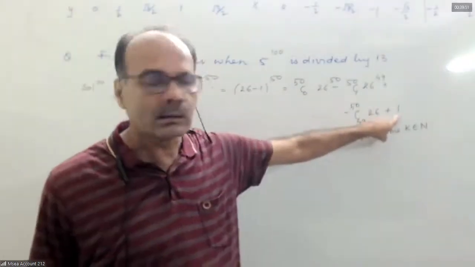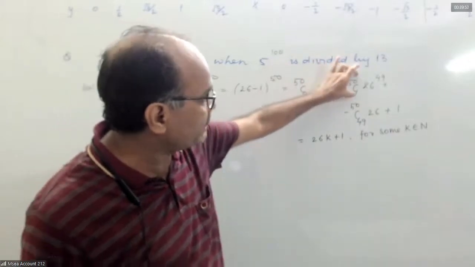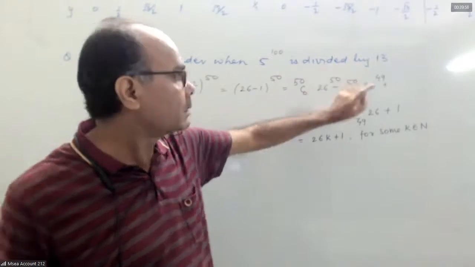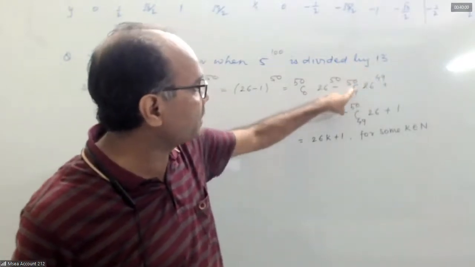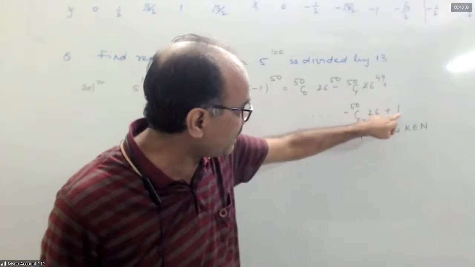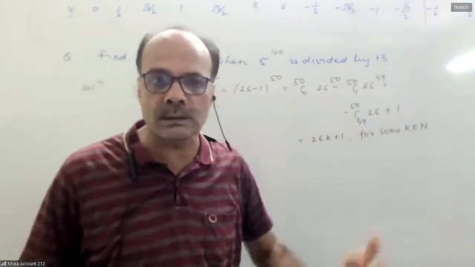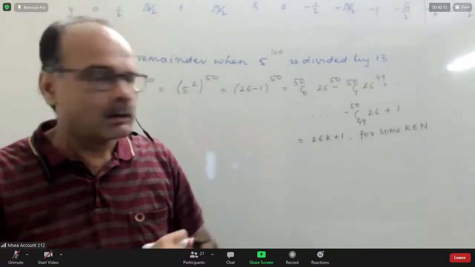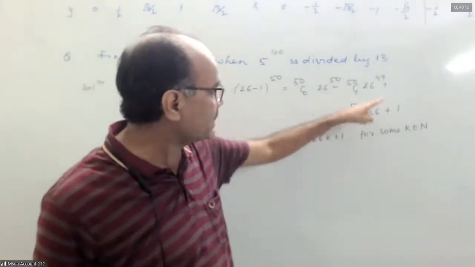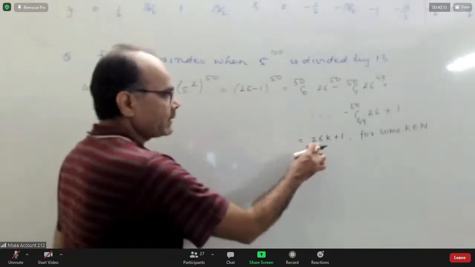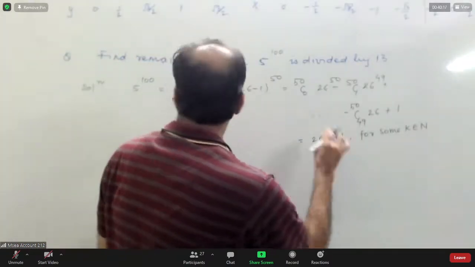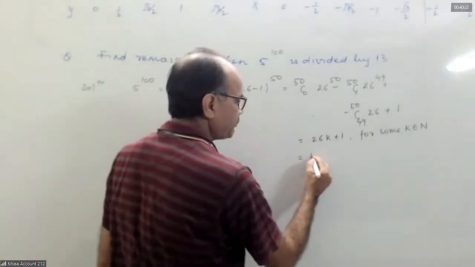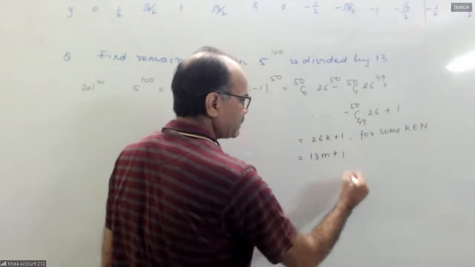See, the last term is 1. NCR is always an integer. So 26 to the power 49 into some integer is this. All the terms except the last term are divisible by 26. Can I say it? So that's why I have written it in that form. Obviously this is in the form of 13m plus 1.